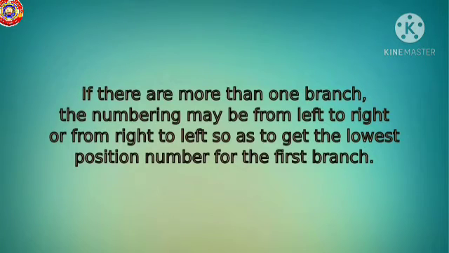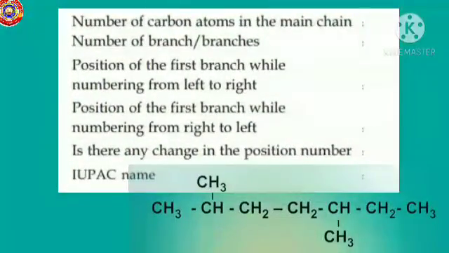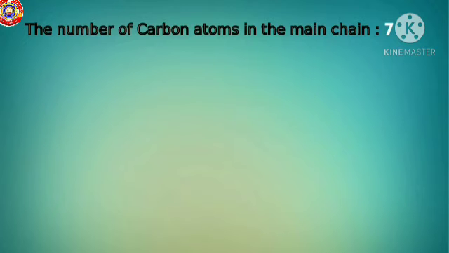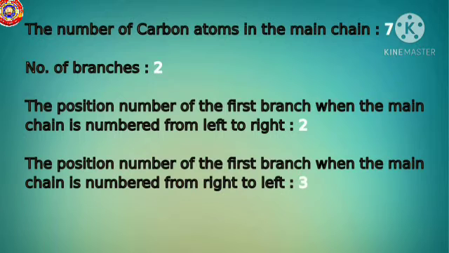If so, what will be the position numbers of these branches? Let's complete the following related to this hydrocarbon. You know that the number of carbon atoms in the main chain is 7. The number of branches is 2. The position of the first branch while numbering from left to right is 2 and that from right to left is 3. The correct way of numbering is from left to right.